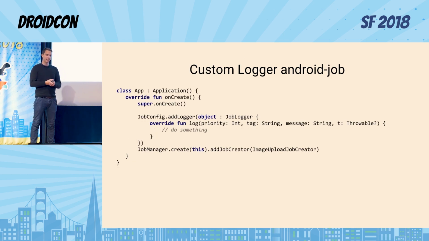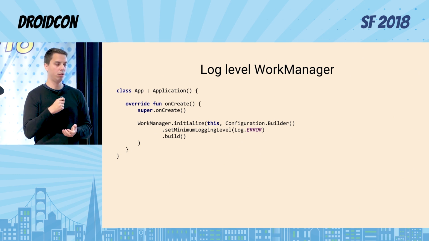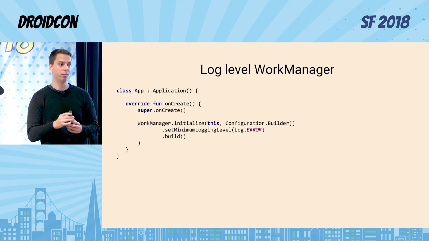If you want to add a custom logger, for example, if you want to send all the messages into your own log or write them to a file, you can do this with Android job. Just add this logger interface. WorkManager doesn't have this feature. You only can specify a logging level, but also then WorkManager is only sending the messages to Logcat. So if you want to integrate this with your own logging system, that's not working, unfortunately.